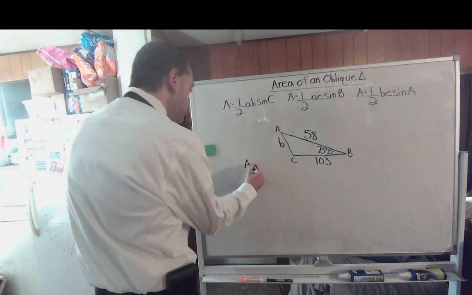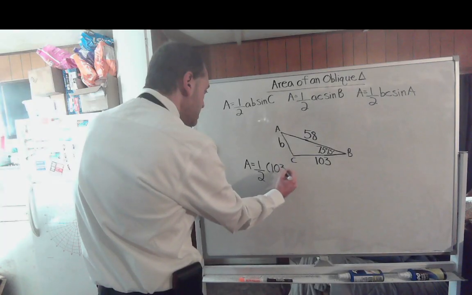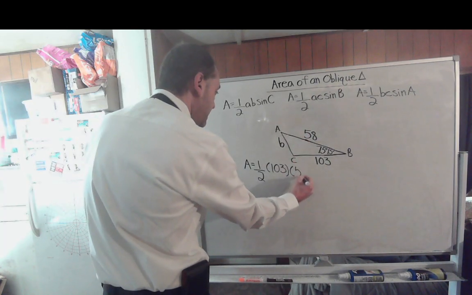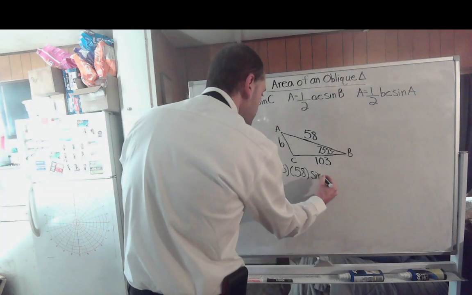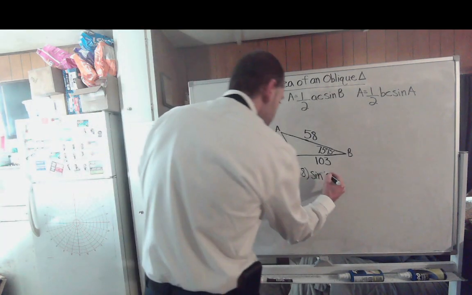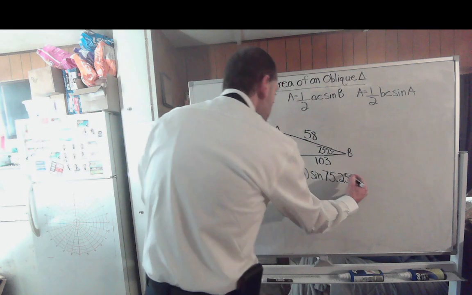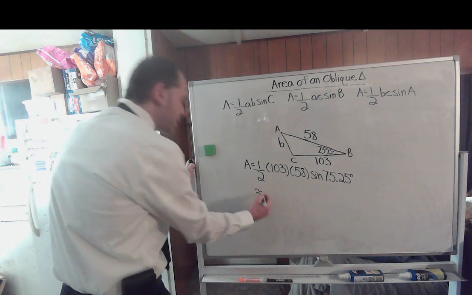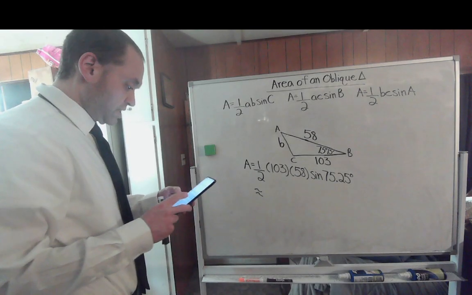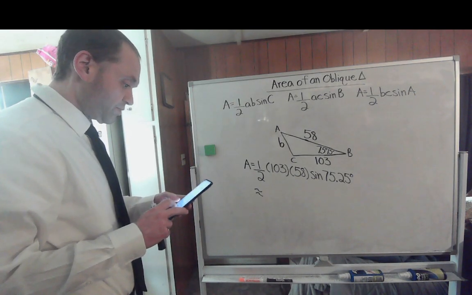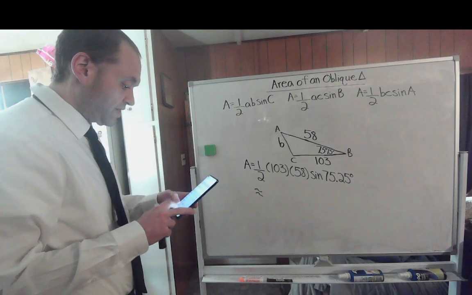So the area would equal 1/2 of side A, which is 103, times side C, which is 58, times the sine of 75 degrees and 15 minutes. Well, 15 minutes is 1/4 of a degree, so this would be 75.25 degrees. So now we should be able to get a 2 decimal place approximation for the area. So let's do the multiplication. 103 times 58, divide that by 2, then take that result times the sine of 75.25.